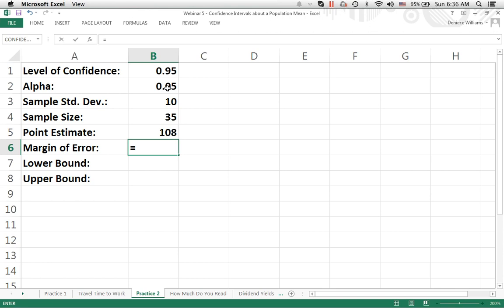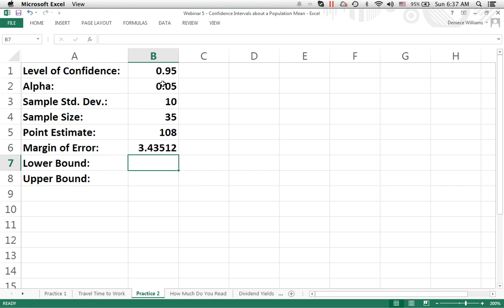So to find the margin of error, I type in the formula CONFIDENCE.T. Remember, I'm not using the norm anymore because here I'm given the sample standard deviation. Now, open parentheses, I'm going to type in my alpha value, my standard deviation, and the size of the sample. And this returns a margin of error of 3.44.